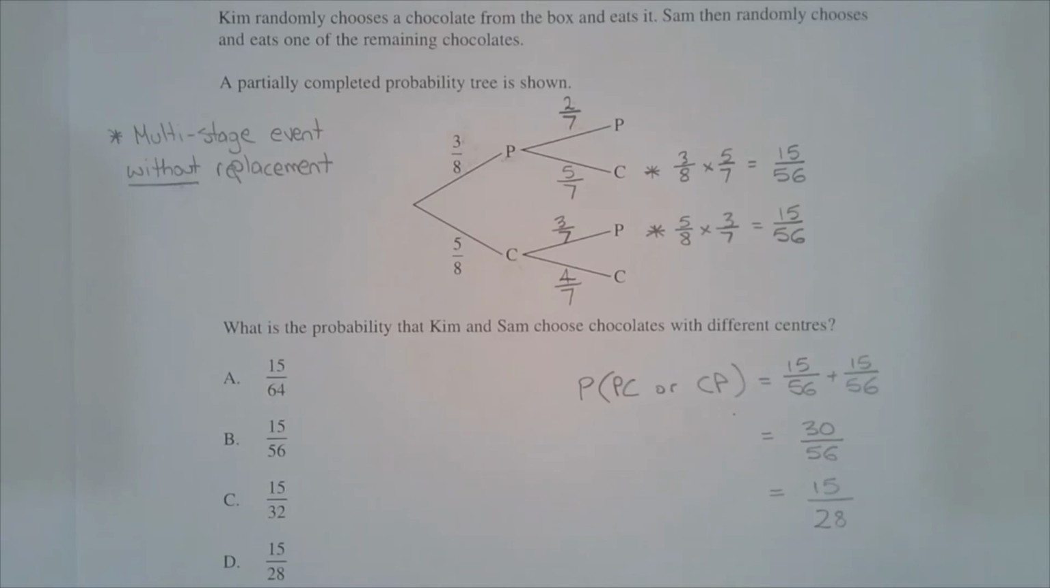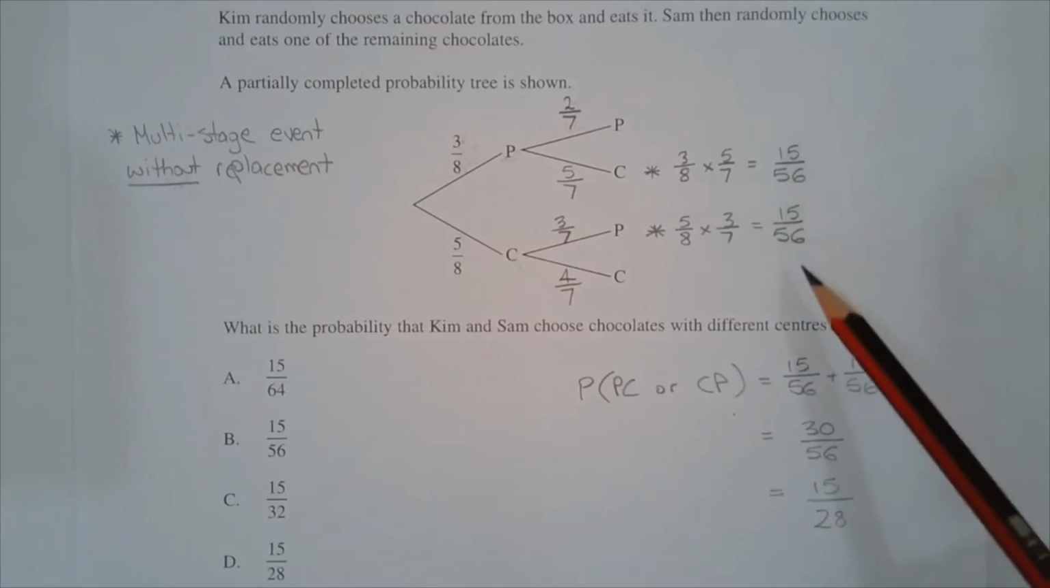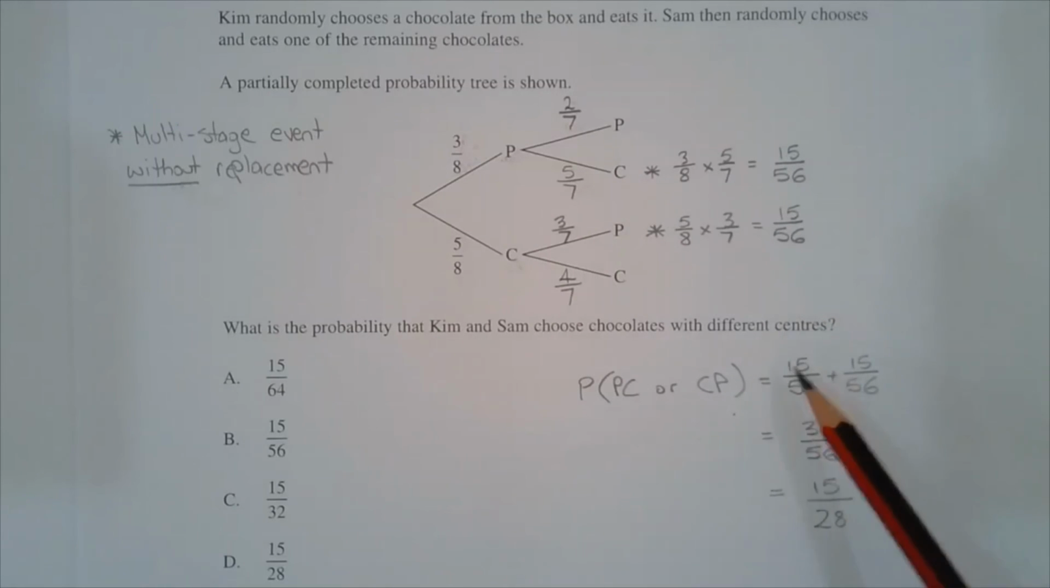So the probability that the two chocolates chosen were of different centers is equal to the sum of these two probabilities. So that's equal to 15 out of 56 plus 15 out of 56, which equals 30 out of 56, and that simplifies to 15 out of 28. So therefore the answer is option D.